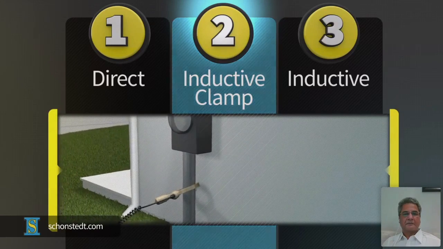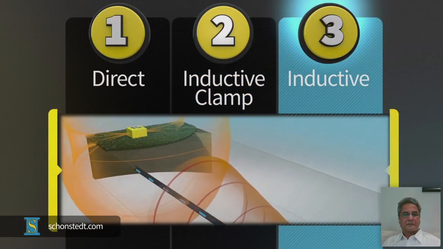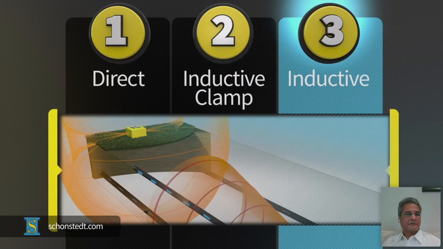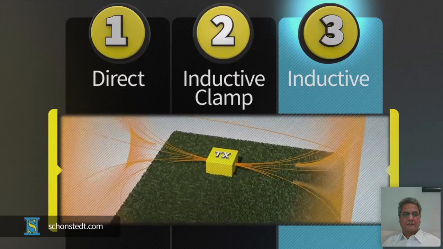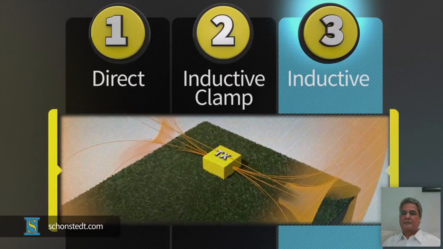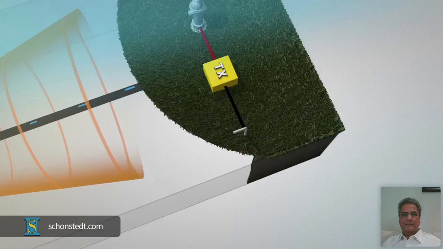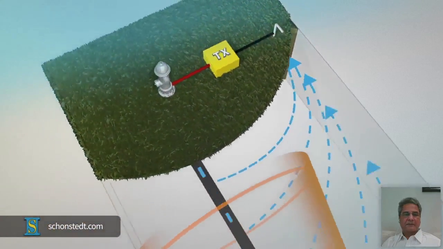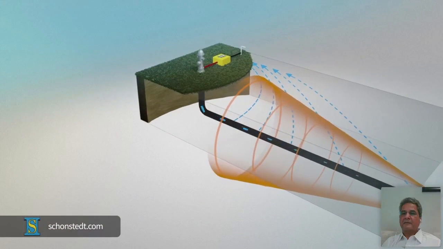The inductive mode is often referred to as the drop-the-box method, because the transmitter's box is placed on the ground near the pipe or cable to induce the current. It produces far less current than direct or inductive clamp and should only be used when the other modes are not practical. With the direct method, you must make a direct connection to the pipe or cable being located. This concentrates the signal on the targeted line.